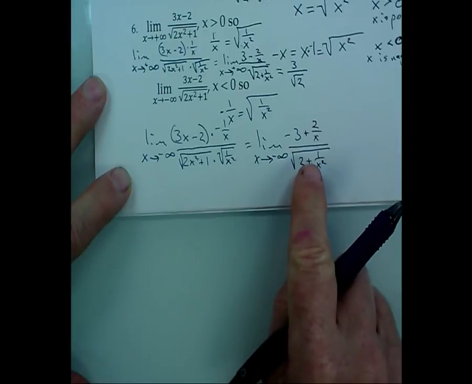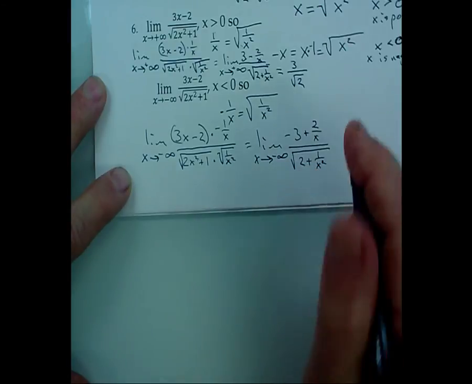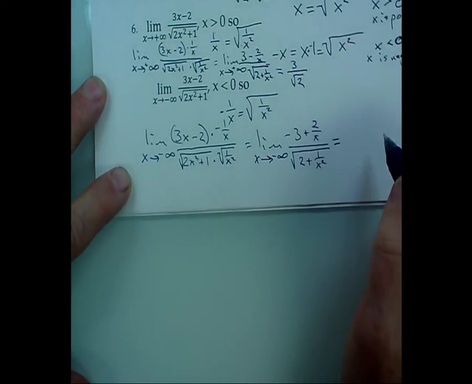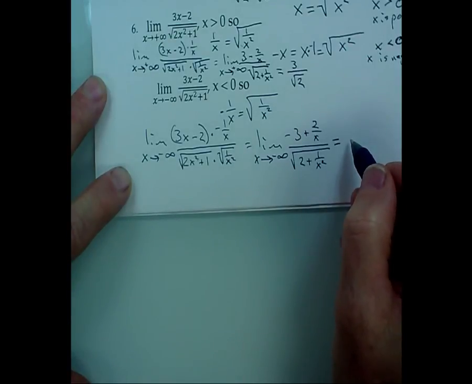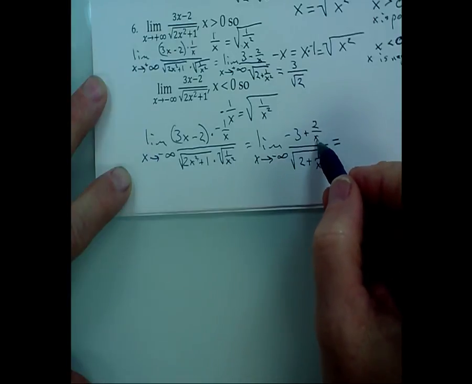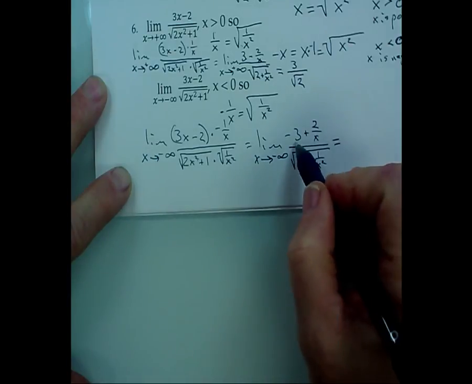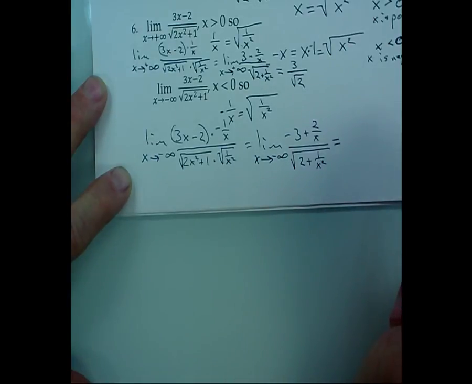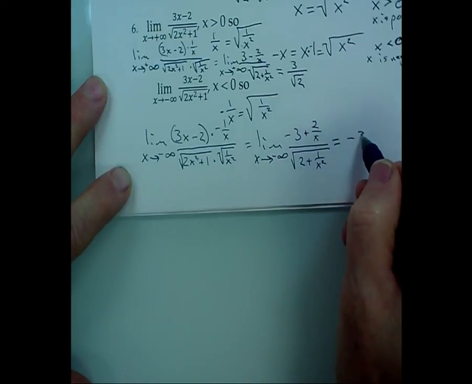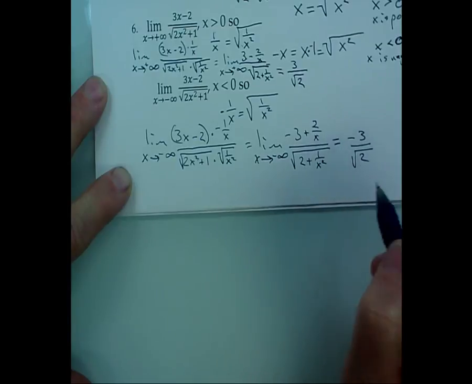Are we okay with this algebra? Which gives me what, Justin? Well, this is going to 0. Yeah. Added to a negative 3. So it would be negative 3 over the square root of 2. It's exactly that. A negative 3 over the square root of 2.